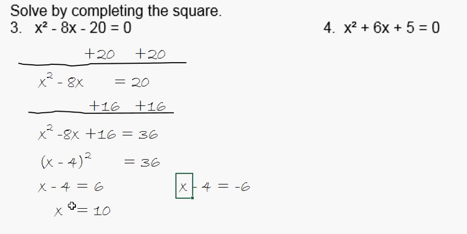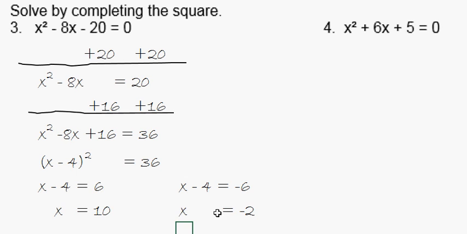On this one, I have x minus 4. I need to add 4 to that to get rid of the minus 4. So I'll add 4 to both sides. I'll just be left with x on the left-hand side. And when I have negative 6, I add 4, I'm going to get negative 2. So I have found the two solutions.